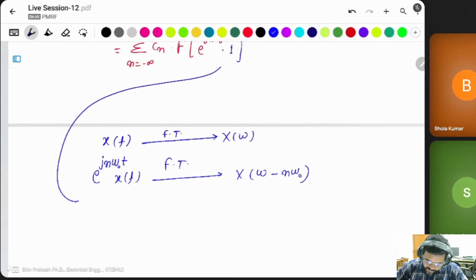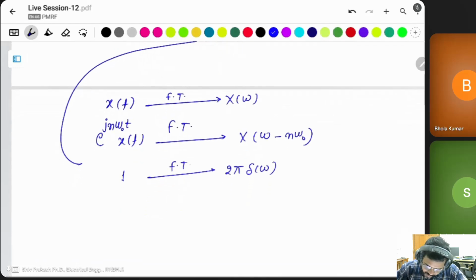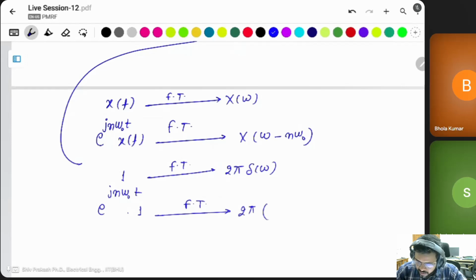Same thing you can do here. What is the Fourier transform of 1? It is equal to 2 pi del omega. Then what is the Fourier transform of e to power of j n omega naught t into 1? This will be the frequency shifting property. This will be 2 pi del of omega minus n omega naught.